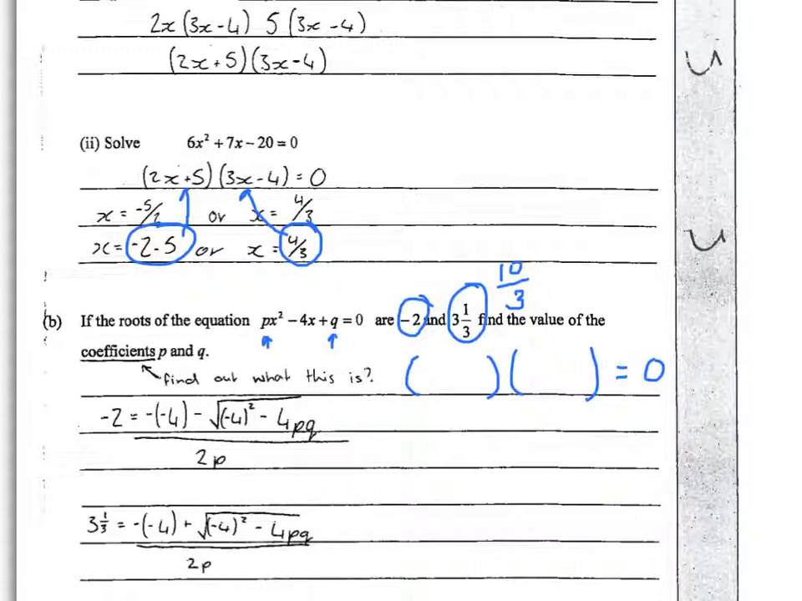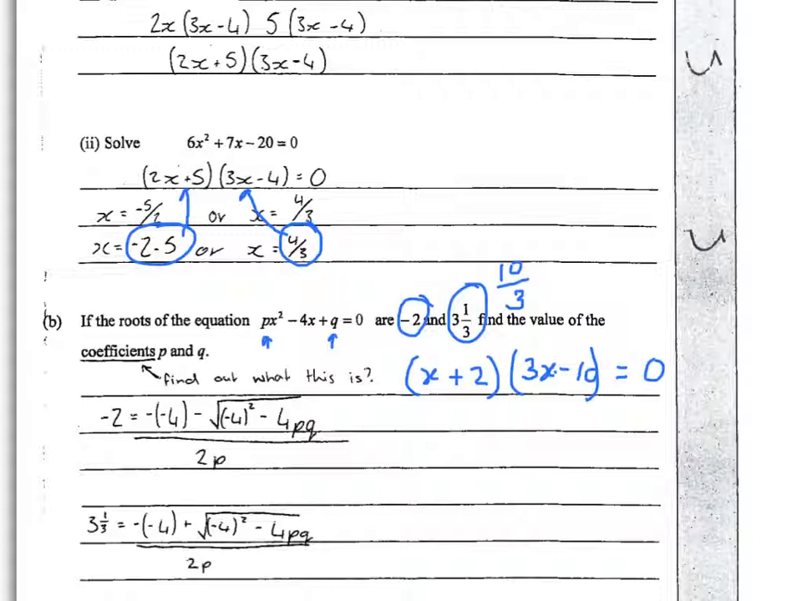If x is -2, it makes the bracket 0. So when x is -2, it'd have to be a +2 in this bracket. And in the other bracket, when x is 10/3, there must be a 3 in front of the x, and that would be a -10 there. So now I've worked out my factors.